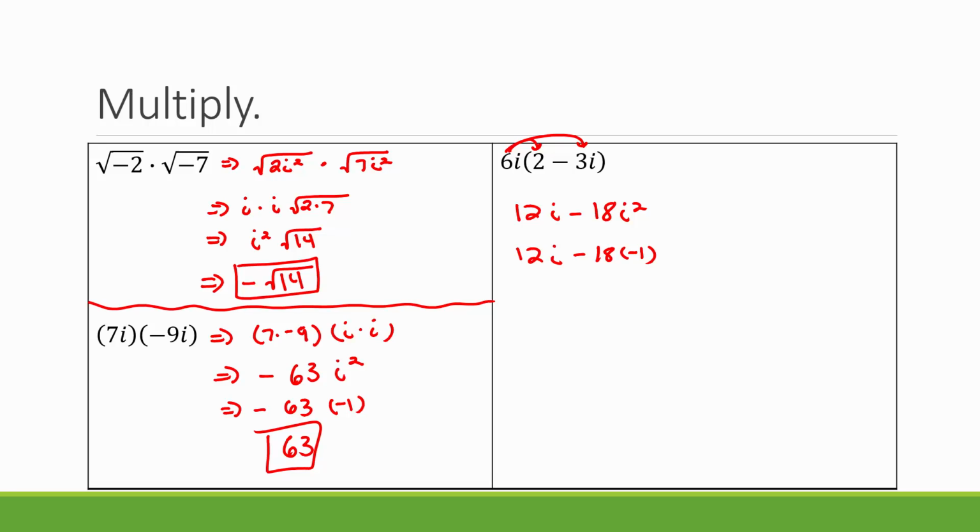Okay, so now that gives me 12i plus 18. But we want to write this in a plus bi form if we have that constant term and that i term. So that will become 18 plus 12i.